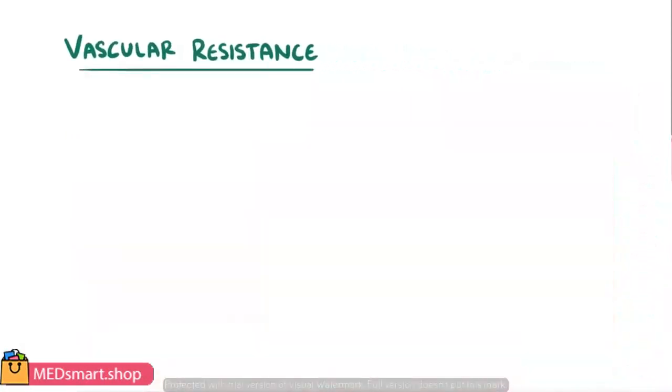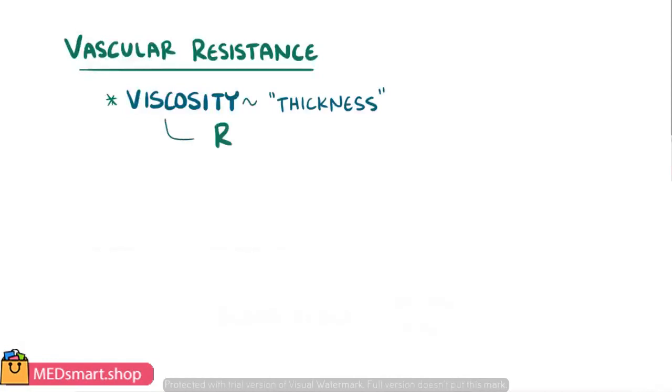The first factor that contributes to vascular resistance is blood viscosity. You can think of viscosity as the fluid's thickness, or how sticky it is. This relationship is directly proportional, which can be represented as resistance is proportional to viscosity, shown as the Greek letter eta. So this means that as viscosity goes up, it's harder for the liquid's molecules to slide past each other, and so the resistance goes up.